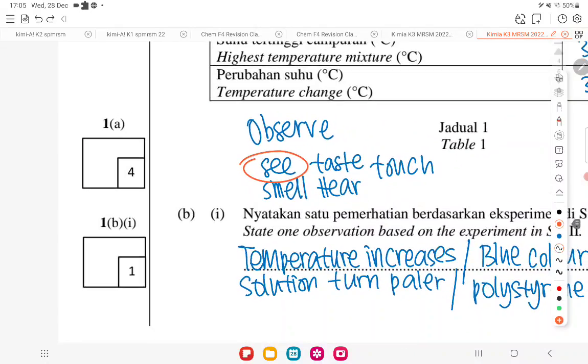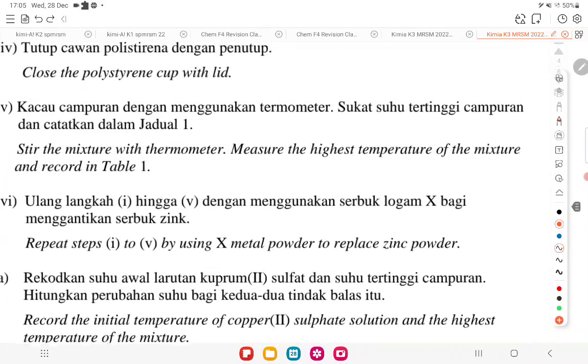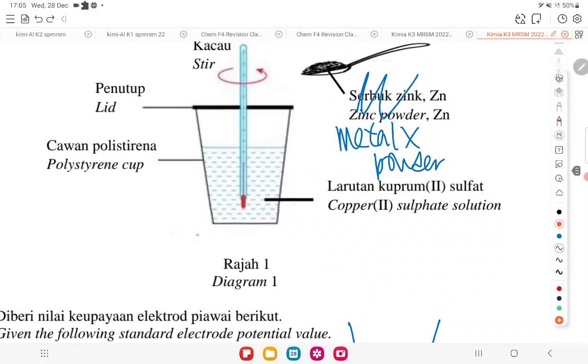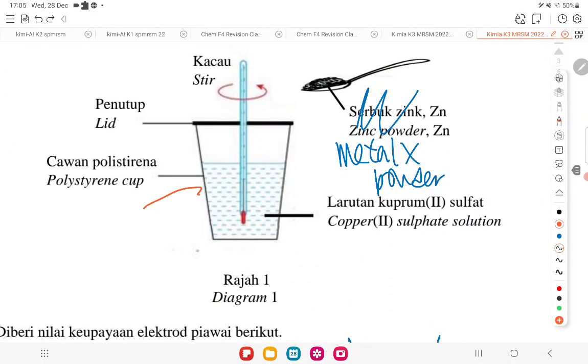Let's say if you don't want to see it, you can go to touch. If you use your hand and touch the cup, what will you feel? Because the temperature goes from 30 up to 35, you can really feel that the cup actually becomes warmer. When temperature increases and you put your hand on the cup, you will feel the cup become warmer.